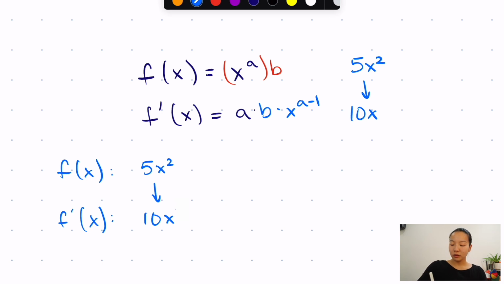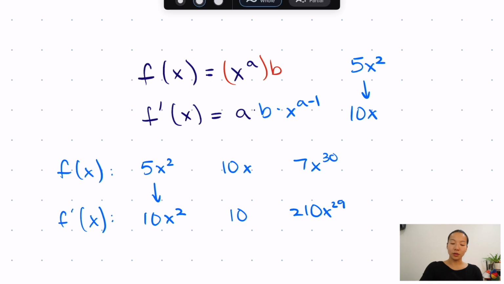What about 10x? What is the derivative of that? Well, x to the 1, if a is 1, 1 minus 1 is 0, and anything to the 0 power is 1. This derivative is just 10. And we can do this with some crazy exponents. So if we say 7 times x to the 30th power, we can find the derivative of that. We can say this is 30 times 7, 210, x to the 29th power. And that would be your derivative.